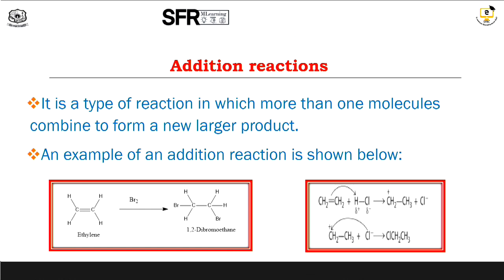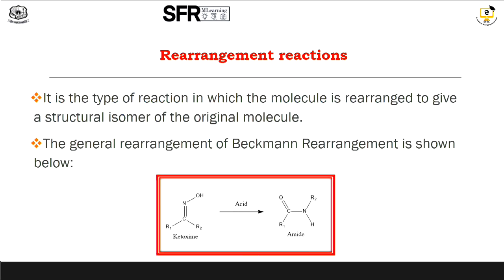Generally in the lab also, for finding out whether a compound is saturated or unsaturated, we can do this test, the bromine water test, for testing saturation or unsaturation. So addition is one type of reaction. And next we will go for another type of reaction. What is that? Rearrangement reactions.